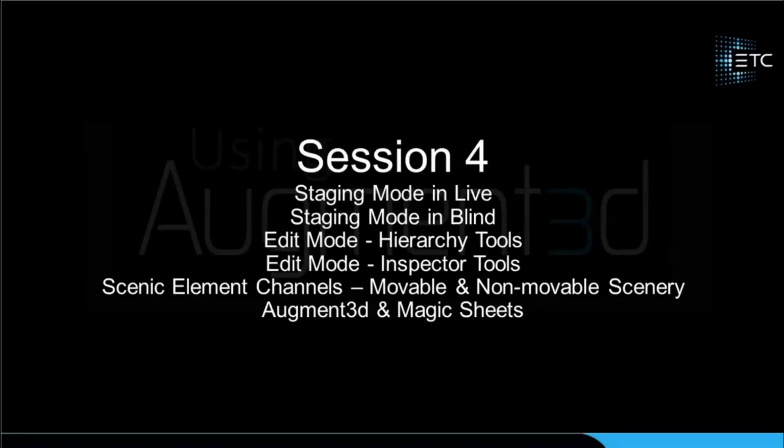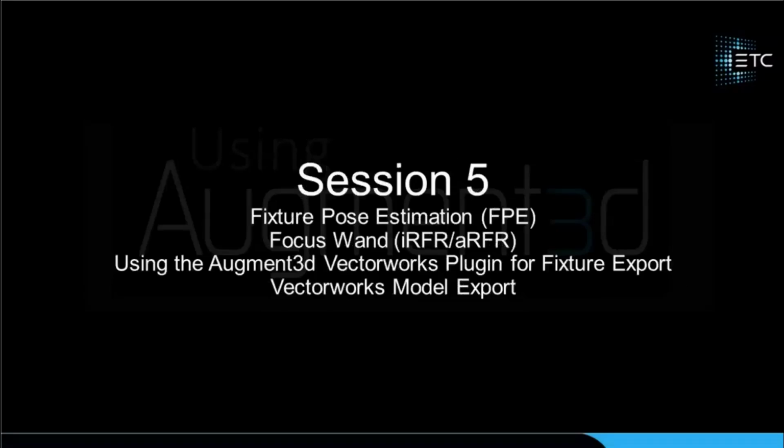And then after that, we'll look at staging mode, some edit mode, scenic element channels, and then how to go between the augmented model and magic sheets, both directions. And then the last session I have listed here, this doesn't necessarily mean it's the end of the series. We have some other ideas of what we may do after this, but the last one I'll show right now is fixture pose estimation, which I'll kind of reference today a little bit. We'll really dive into it when we get to it in a few weeks here. Focus wand, and then some Vectorworks questions. I know you guys have a lot of those Vectorworks questions.